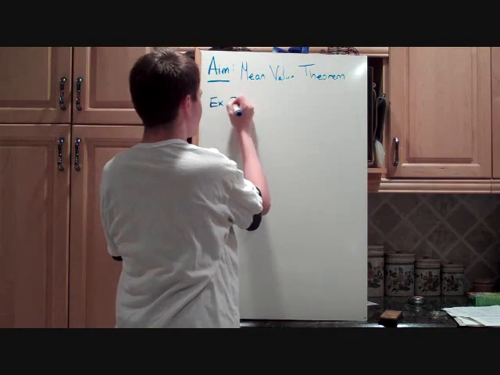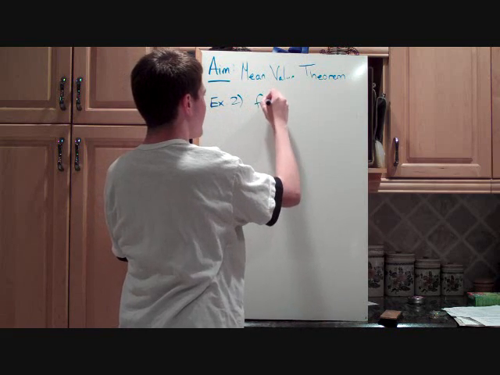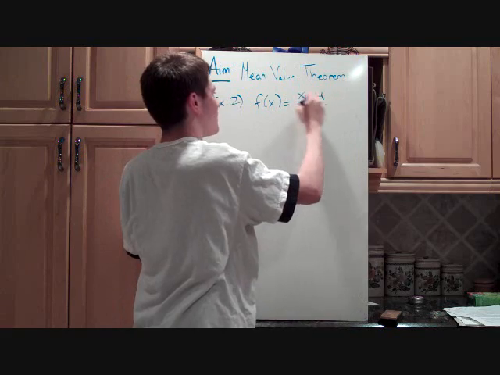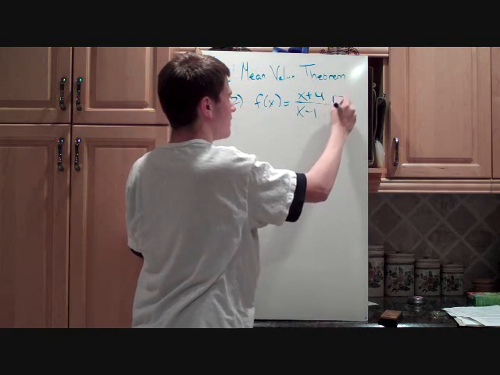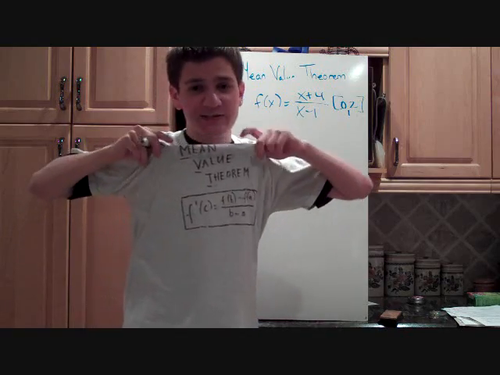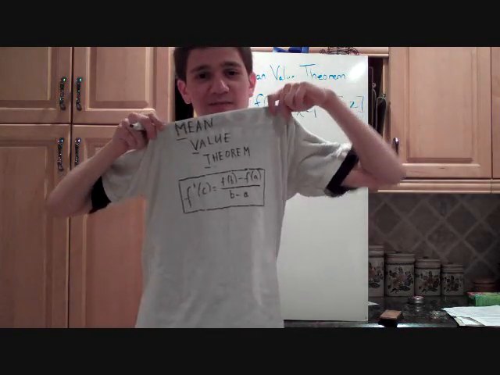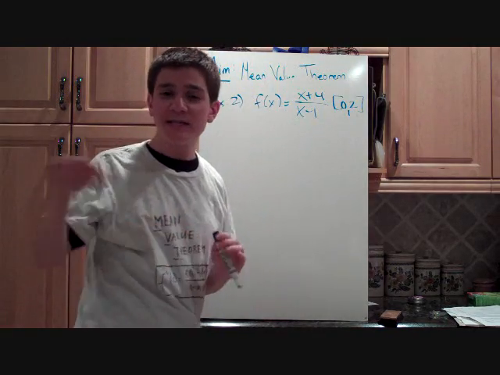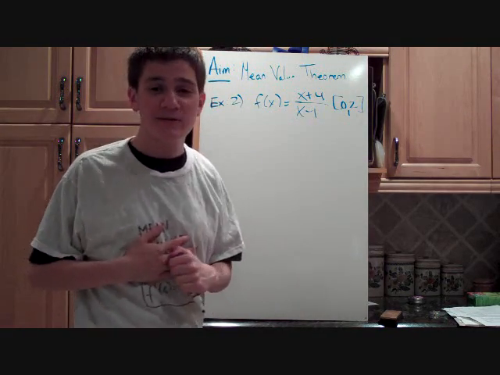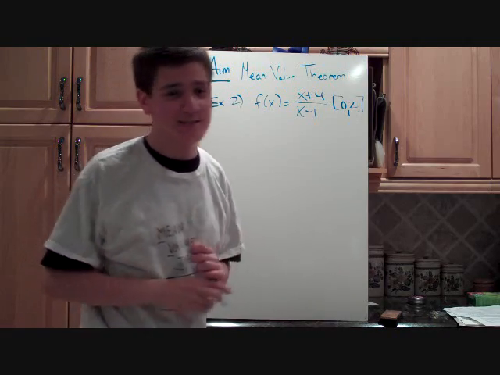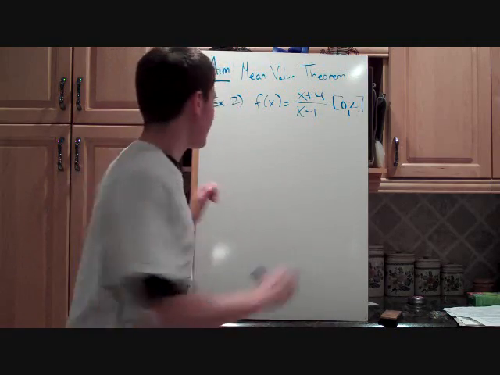So, example number 2. f of x is equal to x plus 4 over x minus 1 over 0 to 2. And remember, you can always look on my shirt if you're missing the formula for the mean value theorem. So I'm going to start, and I want someone in the audience to yell at me when I'm going to make a mistake, because knowing me, I'm a little forgetful. I tend to make mistakes sometimes, so please yell at me if I make a mistake.